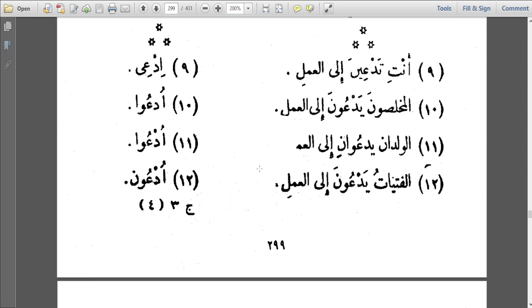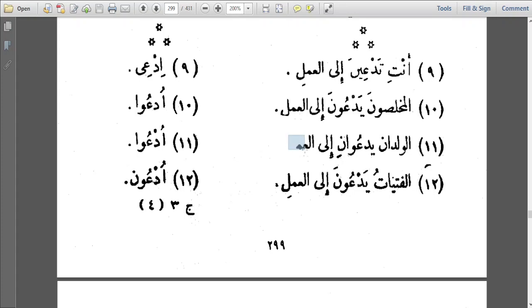I have anti tad'ina ila al-amal. You are calling to work. Al-mukhlisuna yad'una ila al-amal. The sincere ones, or the hard-working ones. Al-mukhlis means faithful, sincere. They are calling to work. Al-waladani yad'uwani ila al-amal. The two boys are calling to work.